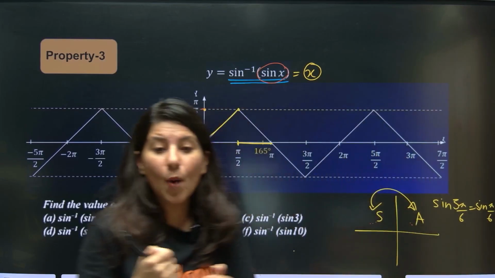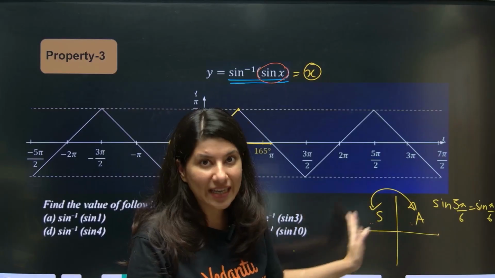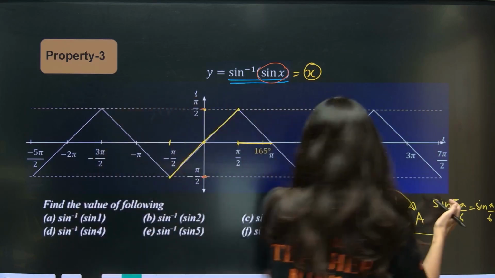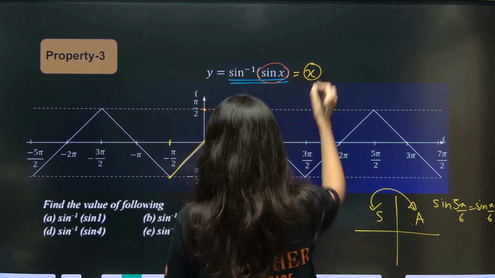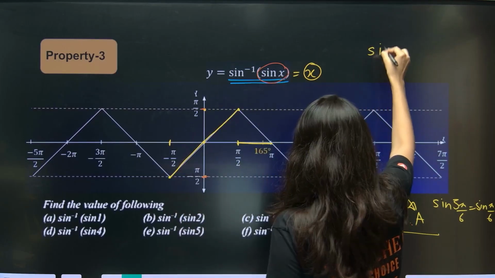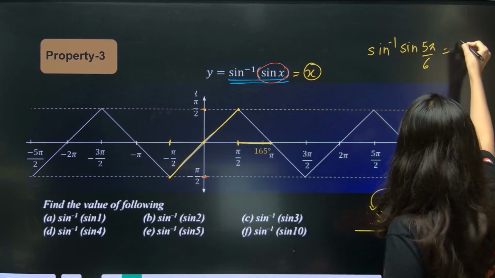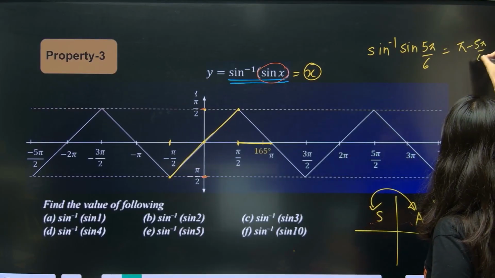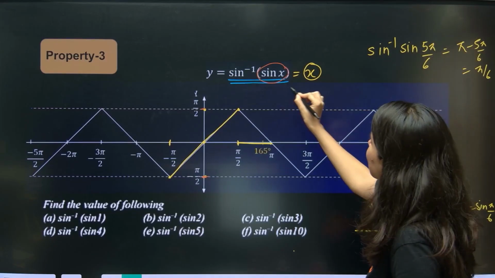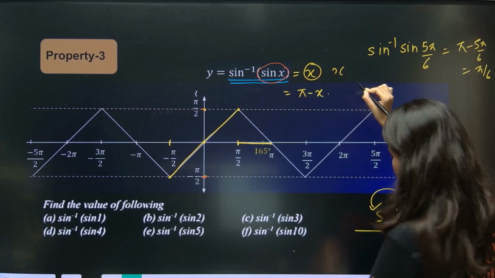What is the operation you do to shift this angle from the second quadrant to the first? Ma'am, it is very easy. Just do pi minus. So if your x over here is 5 pi by 6, tell me sine inverse sine 5 pi by 6. So your answer will be what directly, ma'am? Pi minus 5 pi by 6, which is pi by 6. So basically your sine inverse sine x will become pi minus x.